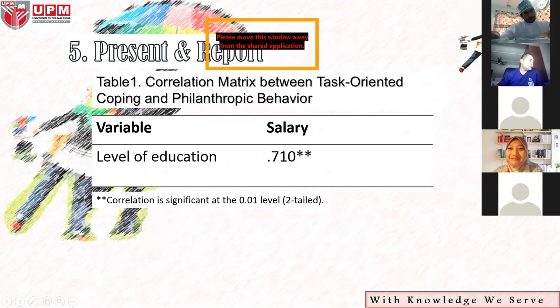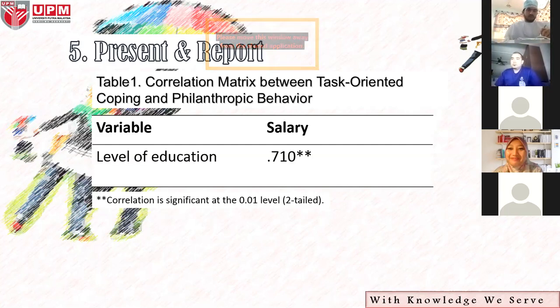In terms of reporting, it is similar to the Pearson product moment correlation. This is what the table should look like. When you are presenting your thesis or your dissertation, the spacing for all tables must be single spacing.